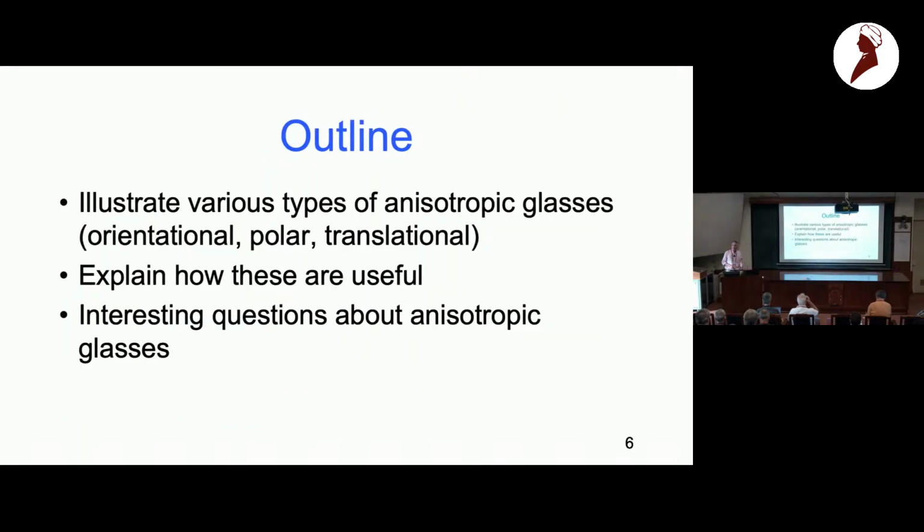Okay, so here is what I would like to do today. This is sort of going to be like zoology. I'm going to tell you about lots of different kinds of anisotropic glasses. There can be orientational order, there can be polar order, there can be sort of positional or translational order.